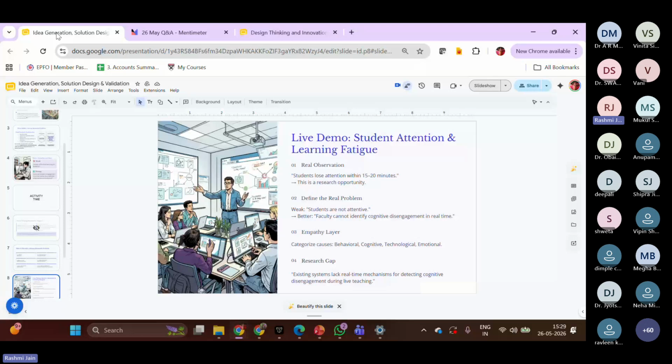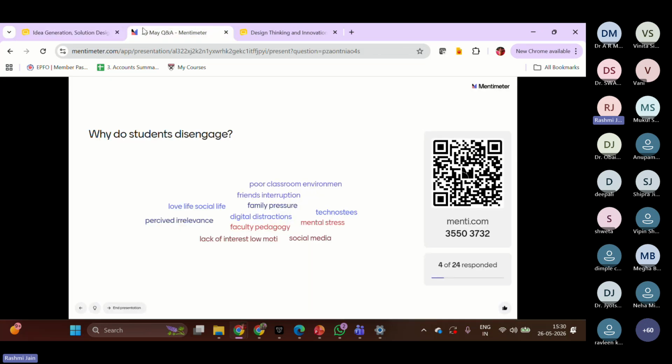So if we look at the way we had defined the problem in a weak manner, the students are not attentive. We just say that they're not attentive. Vis-a-vis, when we start empathizing and identifying the real issues, we'll be able to really deep dive into this problem. And it's a real problem. It's a good topic for research.